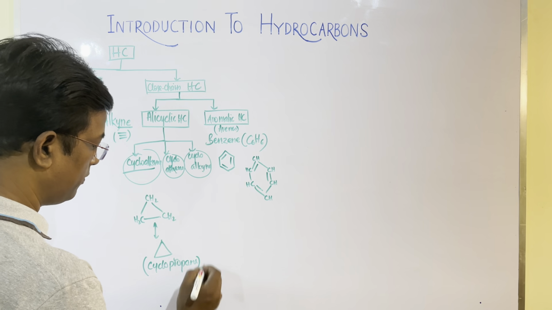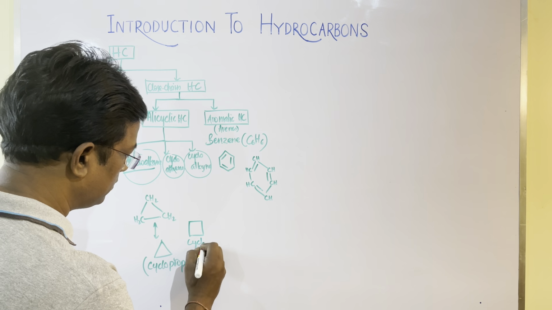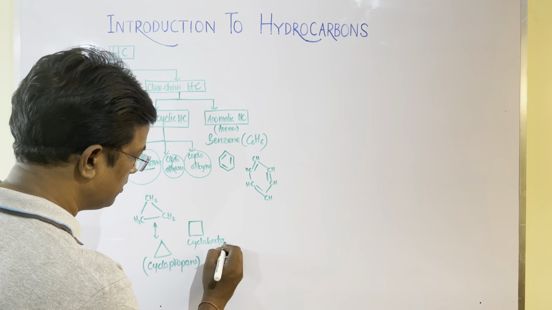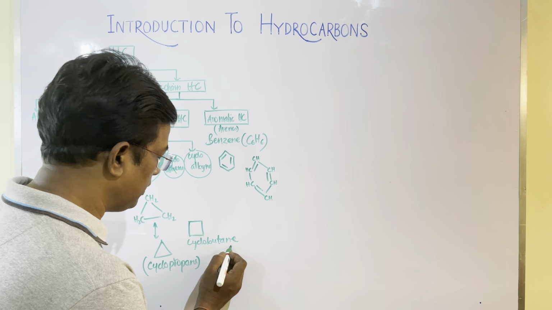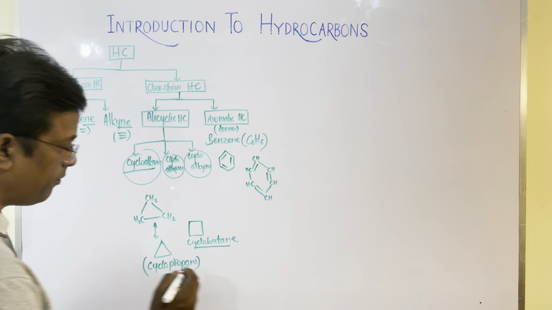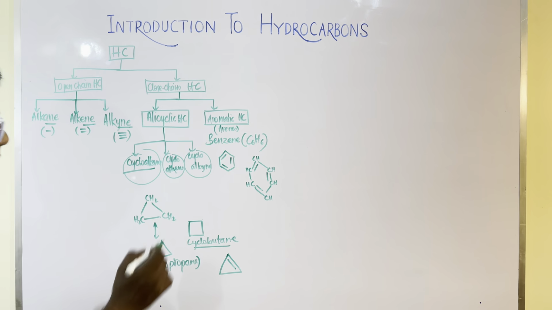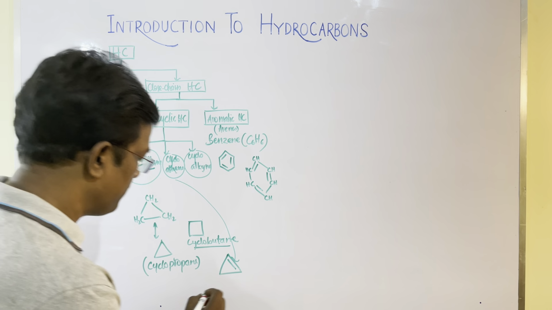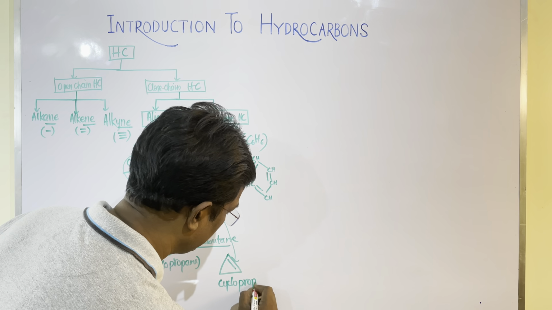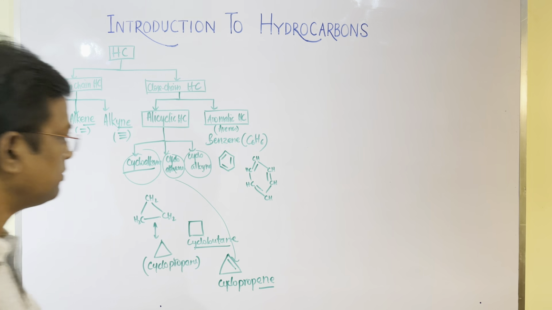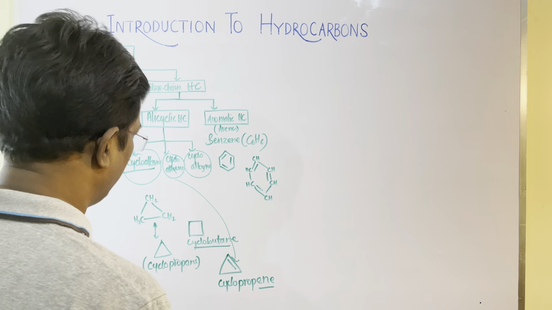Now one more example we can make. This is called cyclobutane, as it contains 4 carbons at the vertices of a closed ring. So therefore it is called cyclobutane. Now if I have a triangle kind of figure with a double bond, then it becomes a cycloalkene. So this is cyclopropene, and if it contains a triple bond, it is a cycloalkyne. Cycloalkyne contains a triple bond.